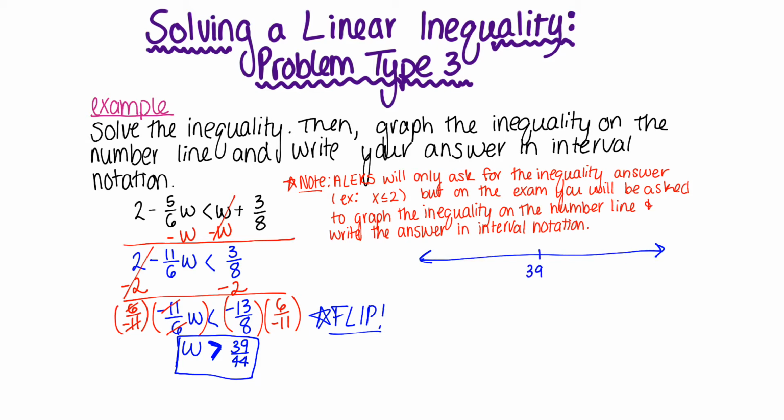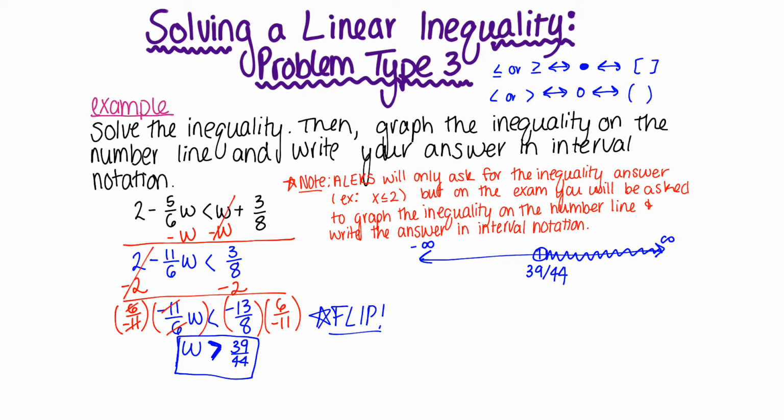So I'm just going to label wherever I want 39/44. Remember, if you have an underline on your inequality, on the number line, that'll translate to a closed circle, and in interval notation, that will have brackets. If there's no underline on your inequality, that will be an open circle on the number line and parentheses in interval notation. So we did not have an underline in our original inequality, which means we're doing an open circle. This says w greater than, so we're going to shade the greater than side. This is the greater than side.